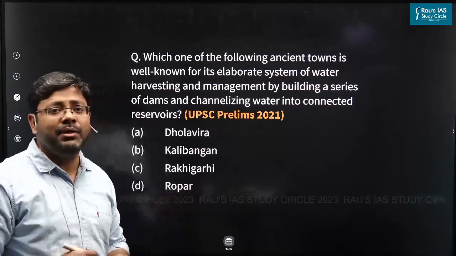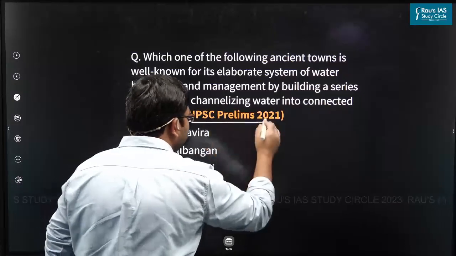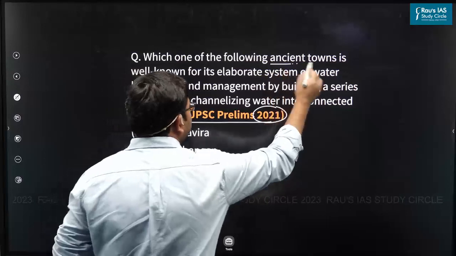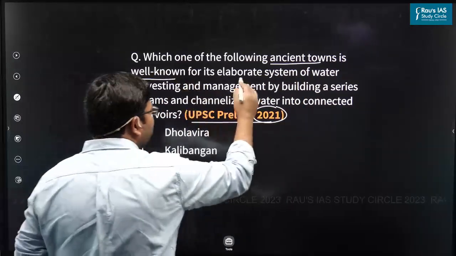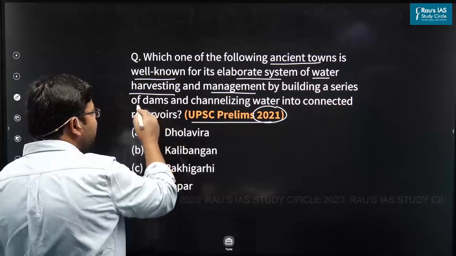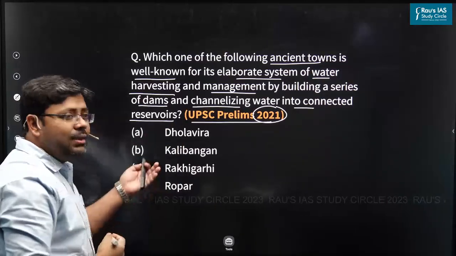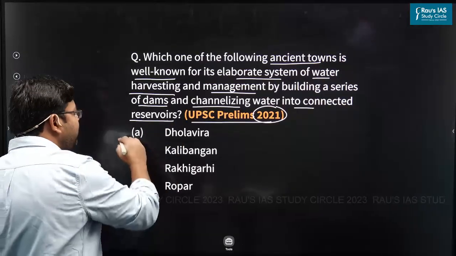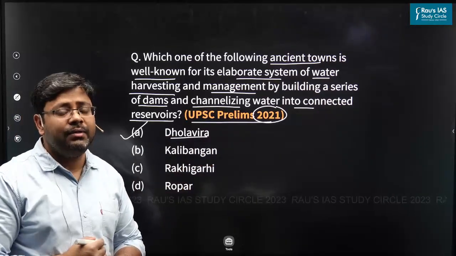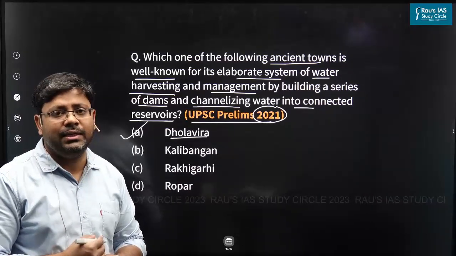Now, before we go, as a Mann Ki Baat, see one extra bonus question that was asked by UPSC in prelims 2021. It says: which of the following ancient towns is well known for the elaborate system of water harvesting and management by building a series of dams and channelizing the water into connected reservoirs? Now, the answer is very simple. The IVC site, Dholavira in Gujarat, is basically the place where we have found such a system. And this is one of the reasons why it has been given the UNESCO site status.